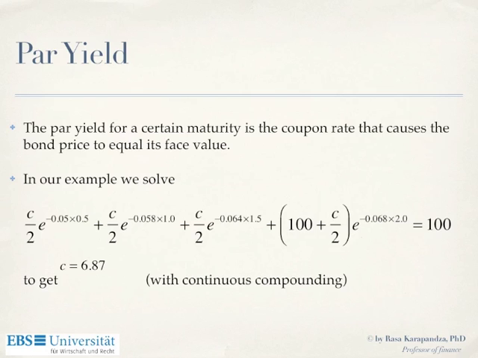It's not a complex concept, but think about it. So this is the coupon rate that makes the value of your bond equal to exactly its face value. And that's it. Any questions, comments, short speeches? Then we're done.